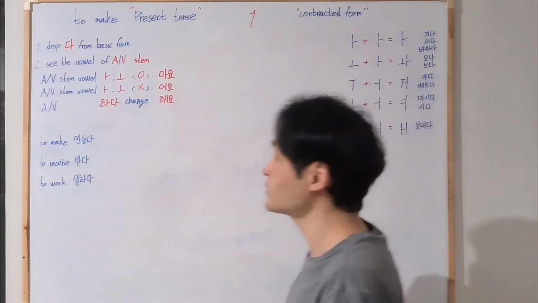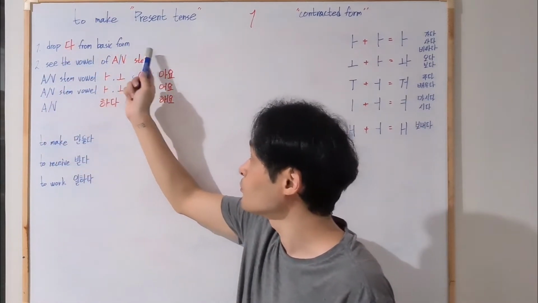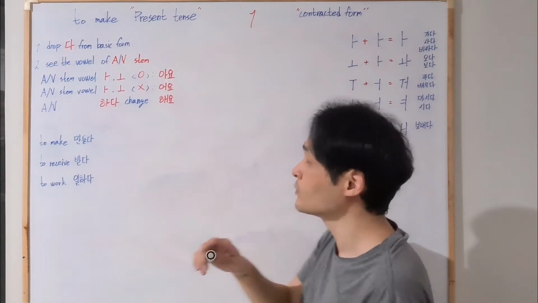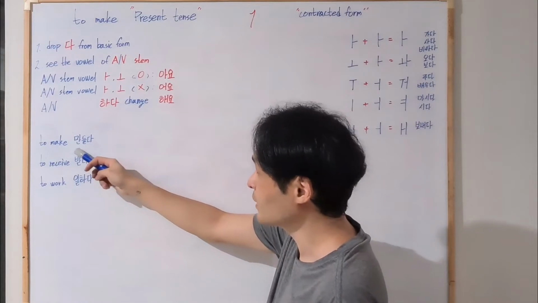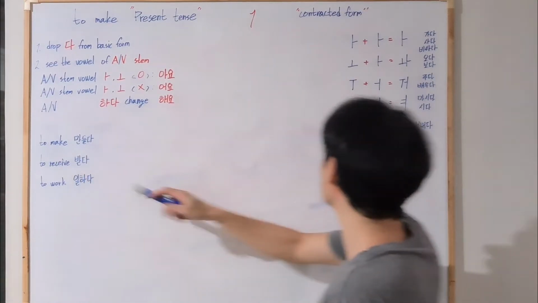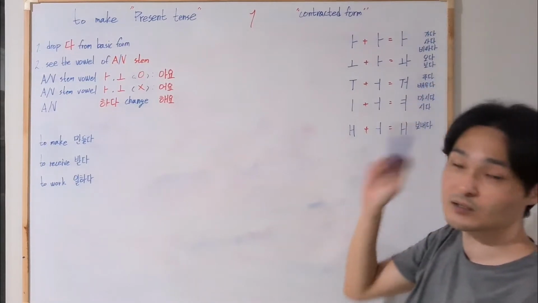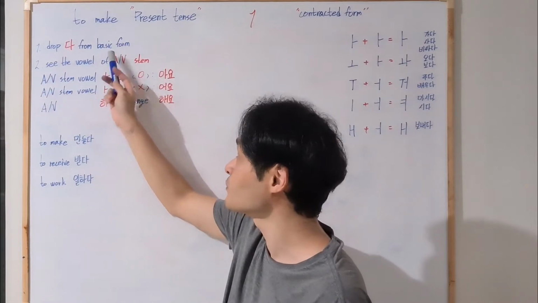Okay? So let's start. Conjugation rule number 1: drop 다 from the basic form. This rule is the same for all the grammar, all the conjugation. Why? Because all the adjectives and verbs finish in 다: 만들다, 받다, 일하다, 가다, 사다, 비싸다, 오다, 보다, 주다, 배우다. So, rule number one, always drop the 다 from the basic form first.